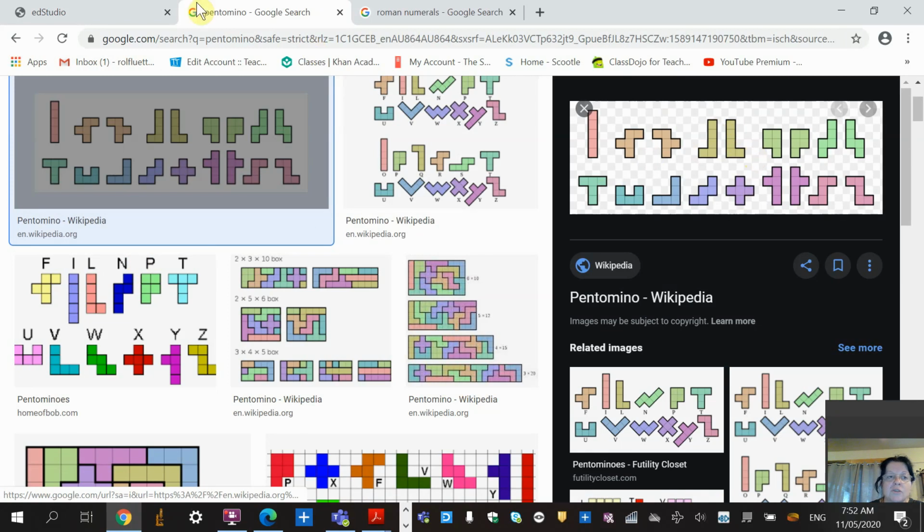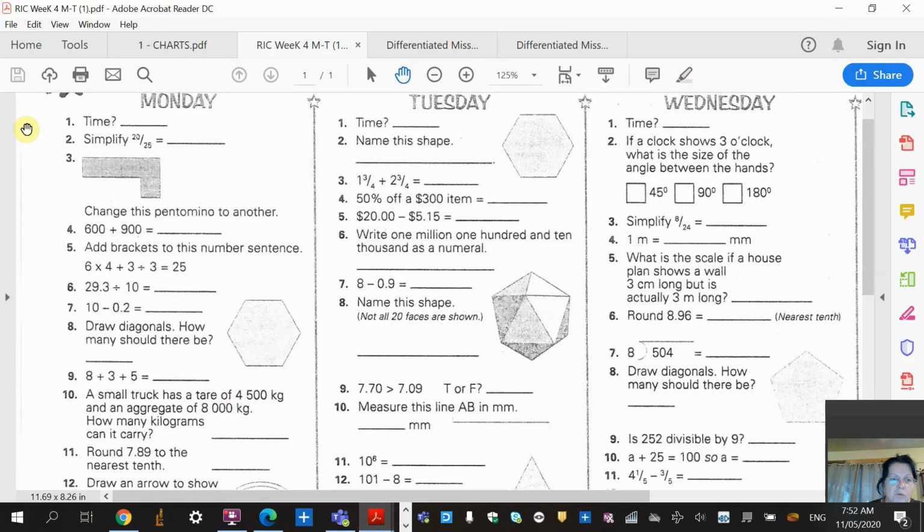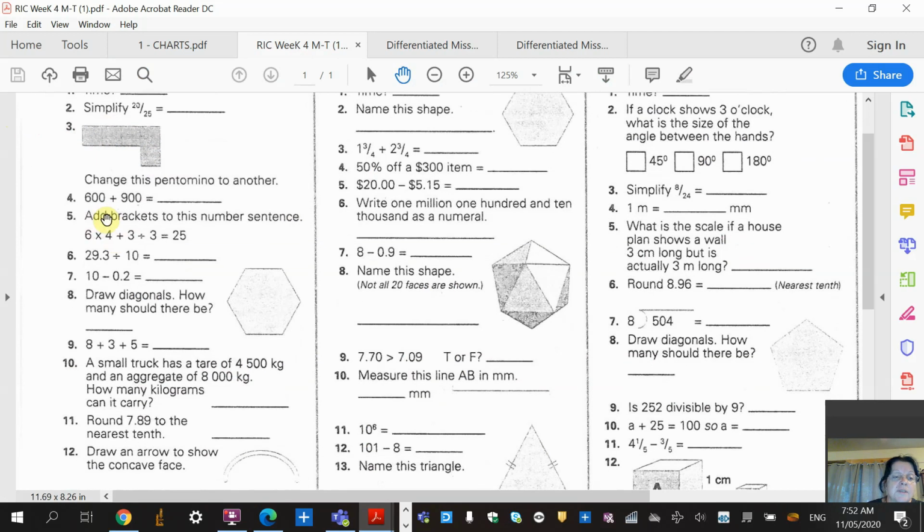So all you need to do is take this shape, which has 5 equal squares attached edge to edge, and you make a different shape out of it. That's all they want you to do. Question 4, 600 plus 900. So you add your 9 and your 6, and that gives you 15, and then you add your 2 zeros on.